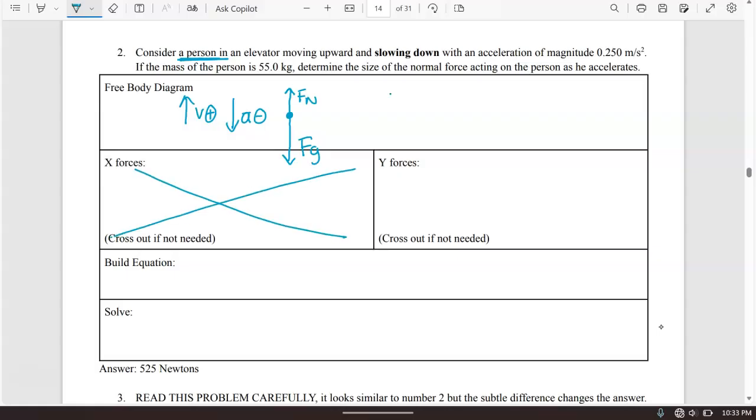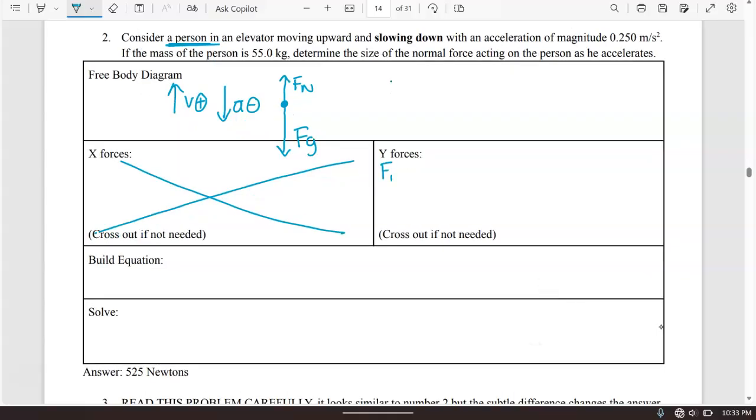Again, in this situation, I don't have any forces in the left-right direction, so I'll cross that out. And then in my y direction, I don't know my normal force. That's my question mark. But I can find my force of gravity using mg. My mass is 55 kilograms. My acceleration of gravity is negative 9.8 meters per second squared. And I end up with negative 539 newtons.